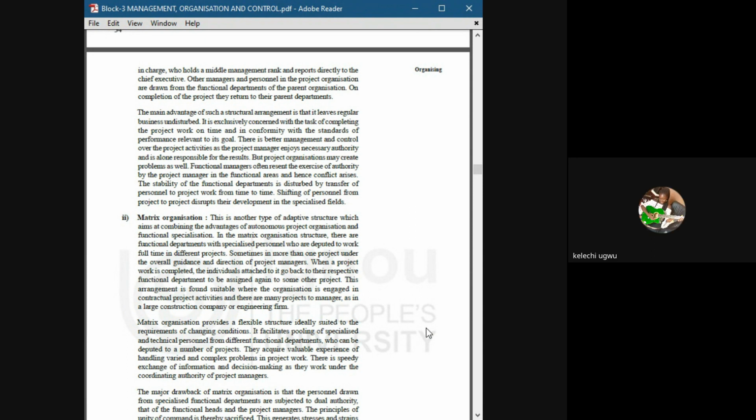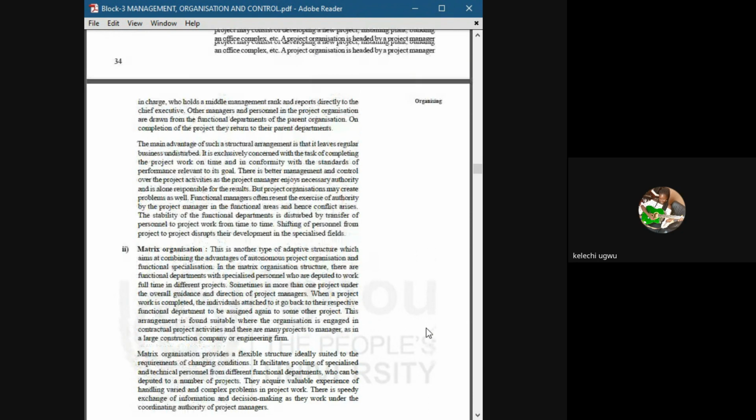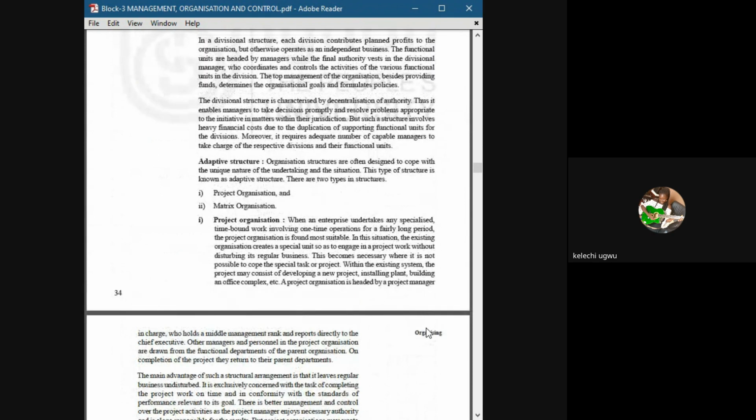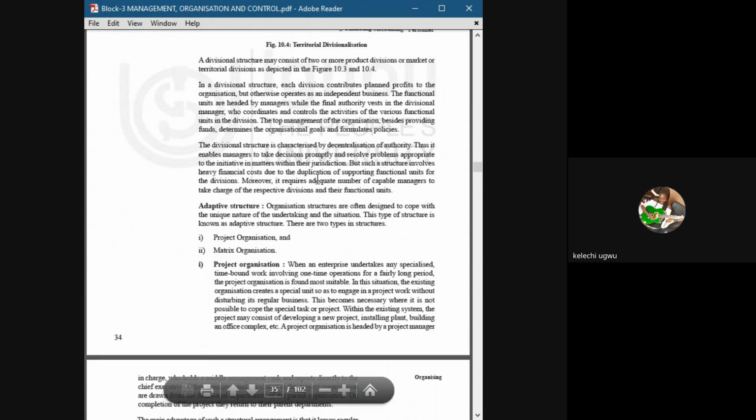Ma'am, after the significance of organization structure, we entered types of organization structure, which told us there are three types. You said there are functional structure, divisional structure, and adaptive structure. Now, in the divisional structure, you talked about textiles. I want to know the meaning of that, textiles. And then in adaptive structure, you talked about the two types, matrix and project. Which particular part are you referring to? Under types of organization structure, divisional structure, you talked about textiles.